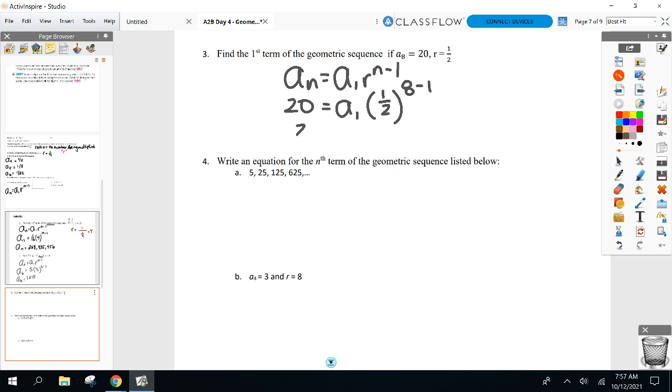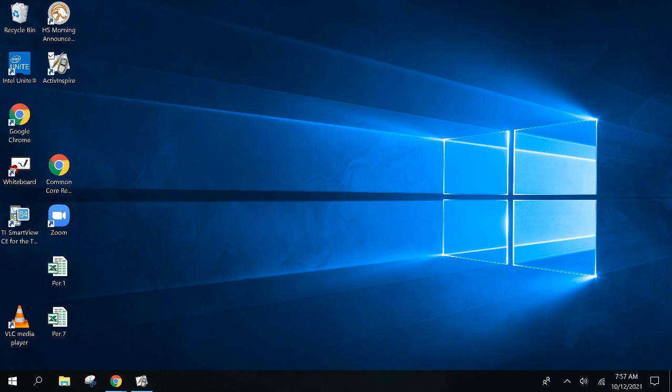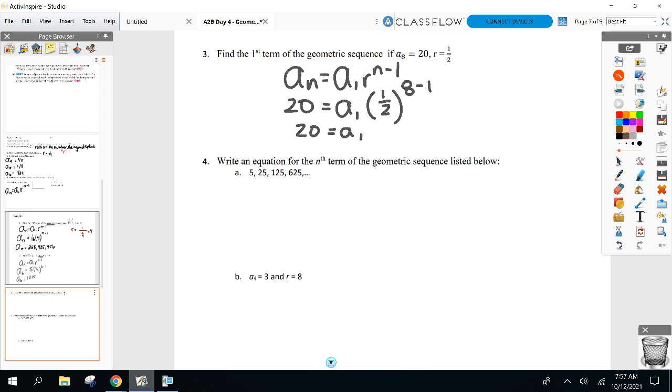So I have 20. I'll do the algebra here with you. 20 equals A1 times 1/2 to the 7th. What's 1/2 to the 7th? 1 over 128. Okay, I'll believe you. What are you guys doing to get the first term by itself there? What do I have to do with 1 over 128? Well, there's no addition between it, right? So I don't want to subtract it. It's being multiplied by the first term. Okay, I can divide it. Yep. So if you want to divide both sides by 1 over 128, I'm fine with that.